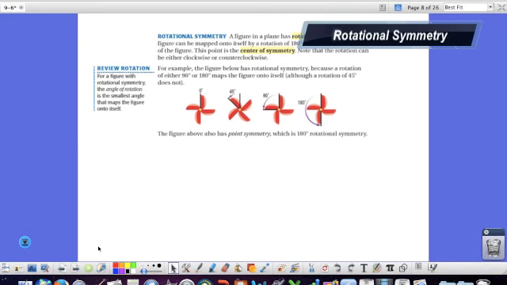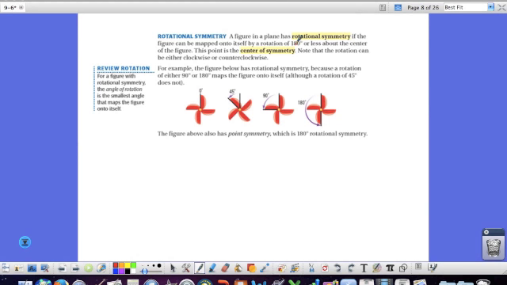A figure in a plane has rotational symmetry if the figure can be mapped onto itself by a rotation of 180 degrees or less about the center of the figure. This point is the center of symmetry. Note that the rotation can be either clockwise or counterclockwise.